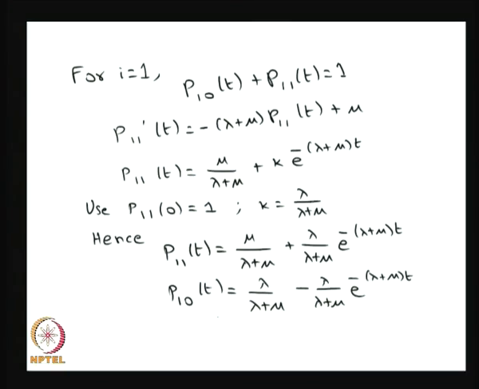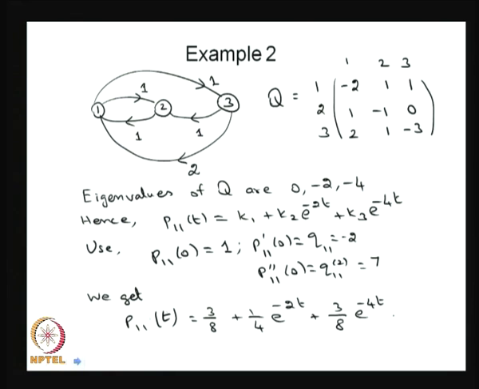So, this is the transition probability of the system starting from state 1 and being in state 1 or 0 at time t. I am going to give one more example. This has 3 states, and this is a state transition diagram, and the values are nothing but the rates at which the system is moving from one state to other states.